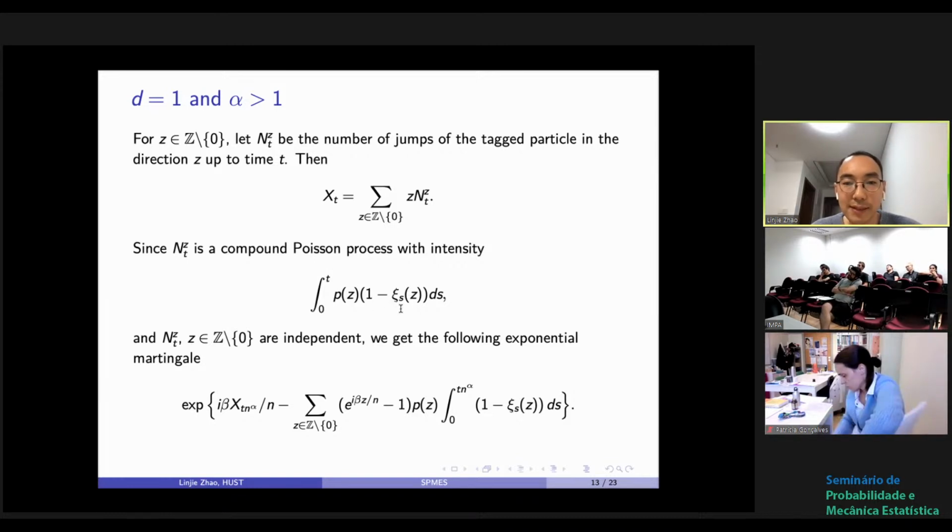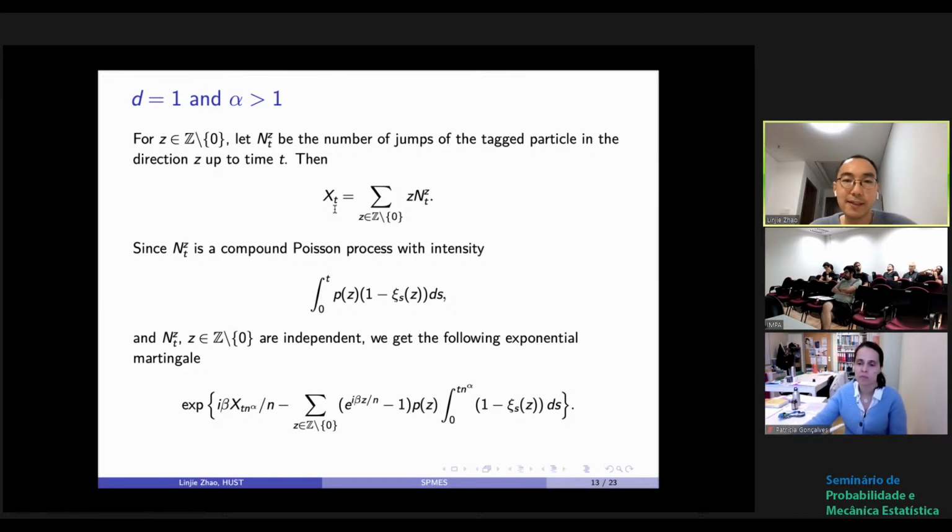We remember that we use η_s to denote the invariant process. So if η_s(z) is 0, then the particle could jump to z, and the jump rate is p_z. This is how this intensity comes out. Moreover, for different z and y, N_t^z and N_t^y are independent because there are no common jumps between the two Poisson processes. So actually, X_t is a sum of independent compound Poisson processes.